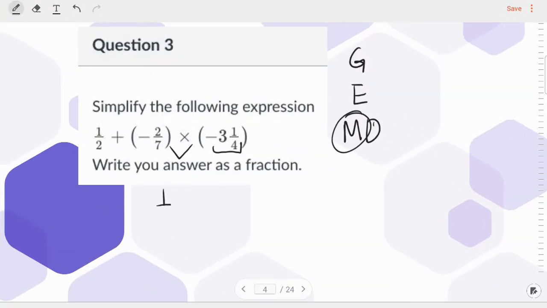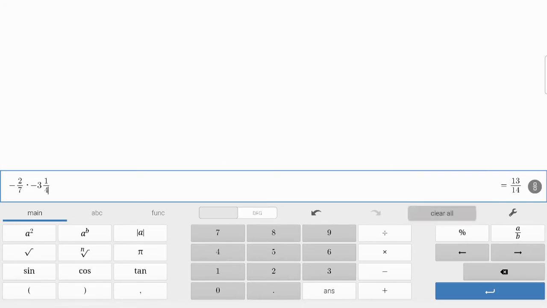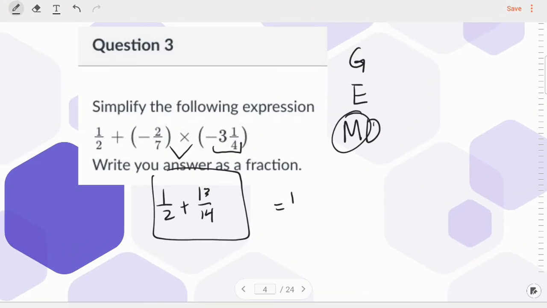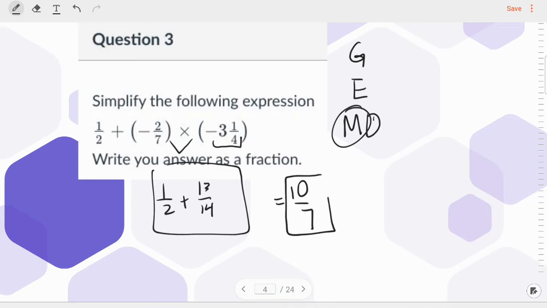So my answer simplifies to 1/2 plus 13/14. And then I'm going to go ahead and simplify this. 1/2 plus 13/14 is, big long thing, 10/7. Because it doesn't say write my answer as a mixed number, I'm going to leave it as is.